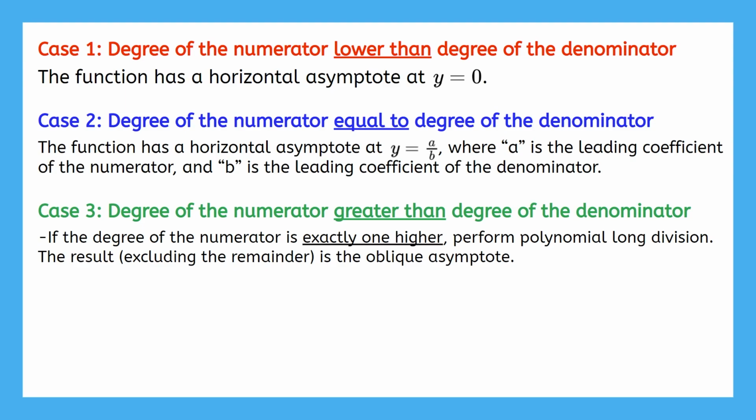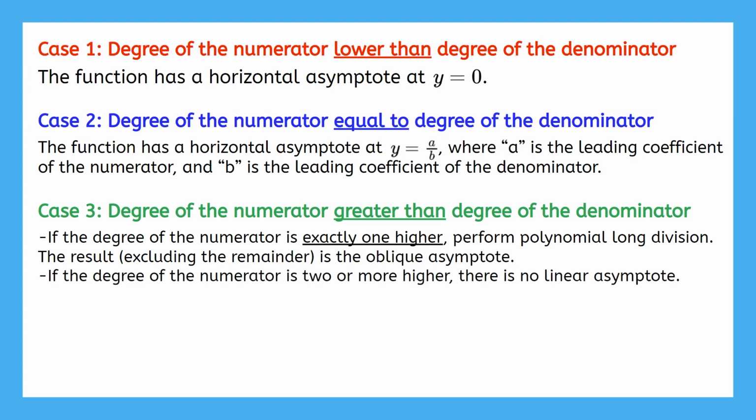Otherwise, the long division won't give us the equation of a line. It would get a lot messier. So, if the degree of the numerator is 2 or more higher, there is no linear asymptote. This second part of case 3 is something we don't really get into in this course since it can get pretty complicated. But it's also pretty cool. So if you're curious, you should definitely explore it more on your own. In any case, recalibrate your brain with this new case 3 as we move on to an example.